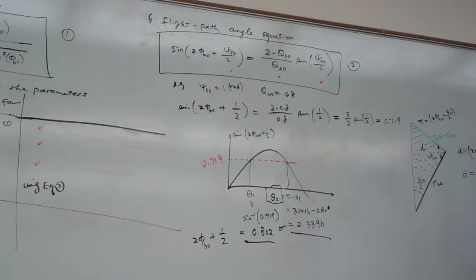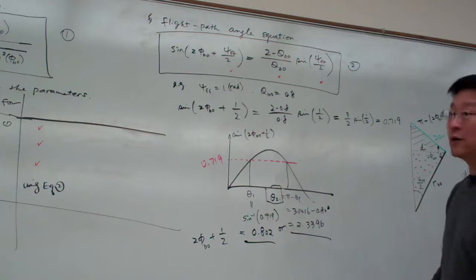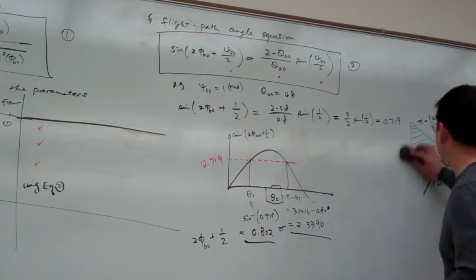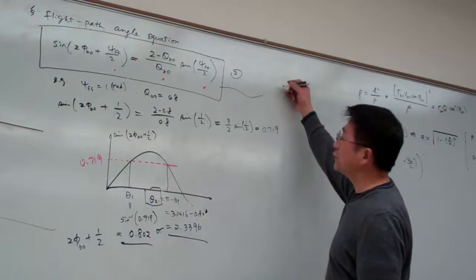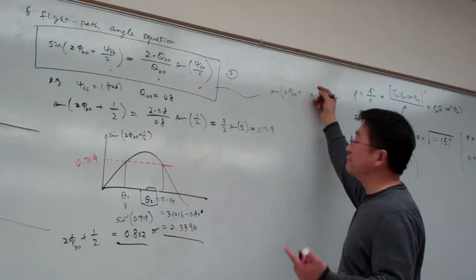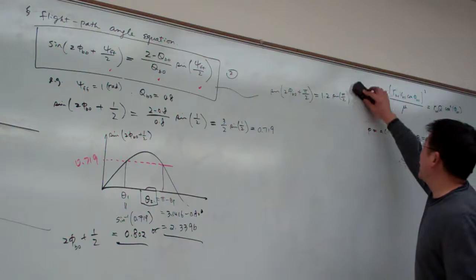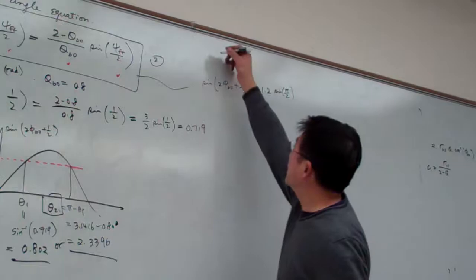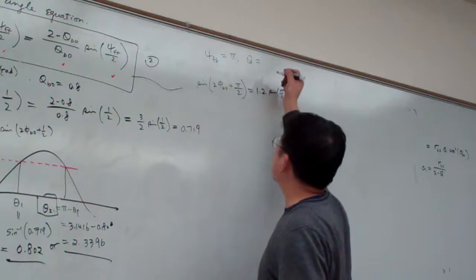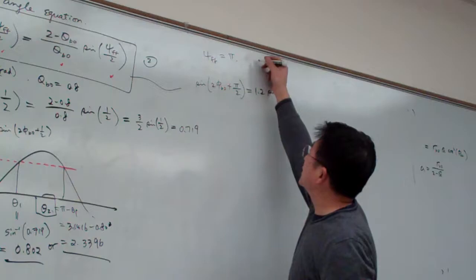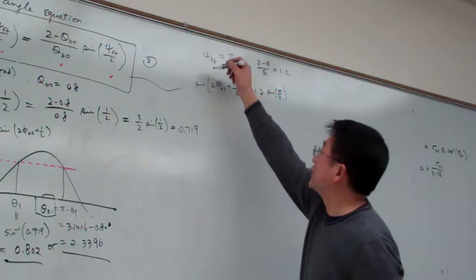Okay, and now the design is in this way. So one more minute before I let you go. If the other possibility is this, if I design the parameters such that this equation becomes sine of 2 phi VO plus pi over 2 equals 1.2 times sine of pi over 2, here you can see I actually pick up the numbers. For this one, here phi FF equals pi, and Q is such that 2 minus Q divided by Q equals 1.2. I make up these numbers, so that is the given.